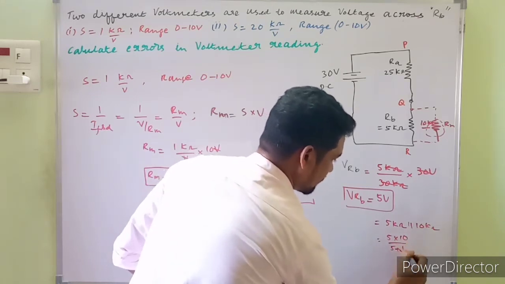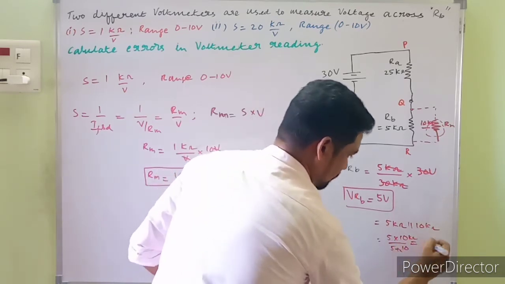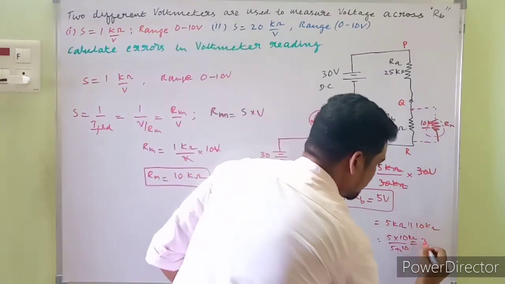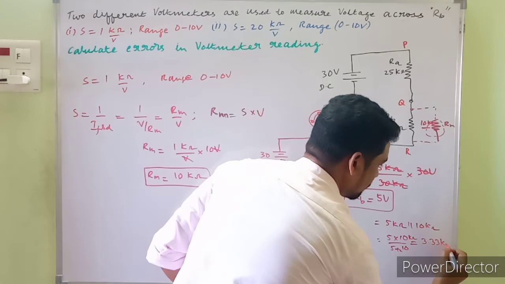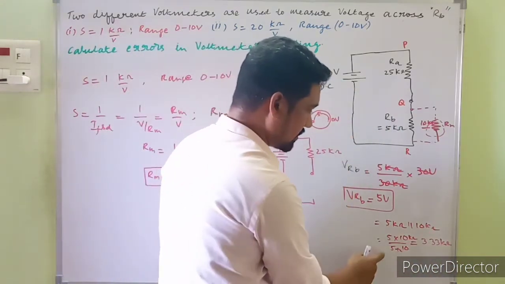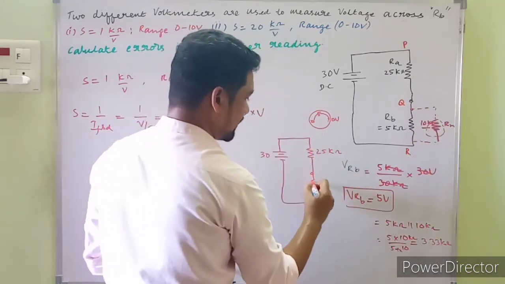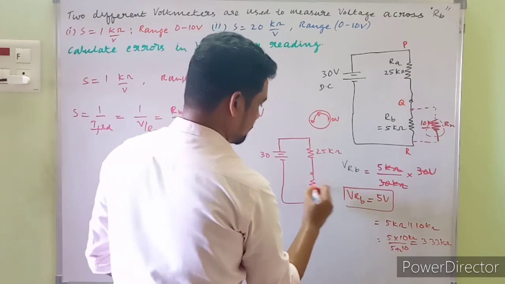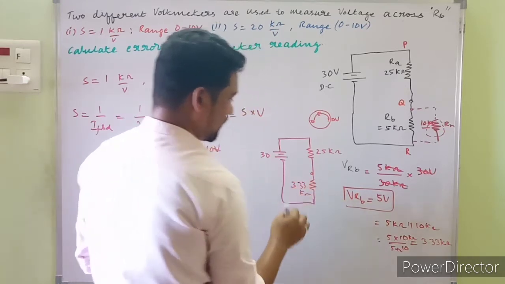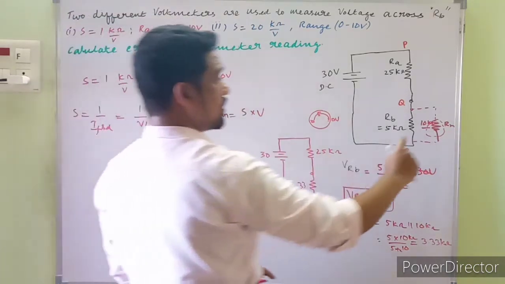Okay, 5 plus 10 gives a result in kilo ohms. Even this is in kilo, this is in kilo. So the final result, you just do the calculation, should be 3.33 kilo ohms. Now this says that we need to interpret that the resistance between Q and R changed to a new value, 3.33 kilo ohms. Now this is a modified circuit after the first voltmeter is introduced across R and B.